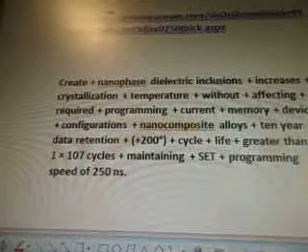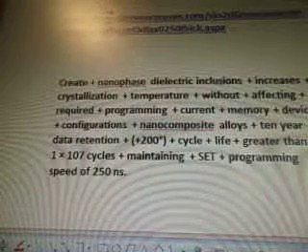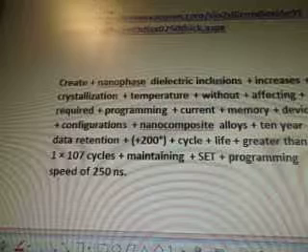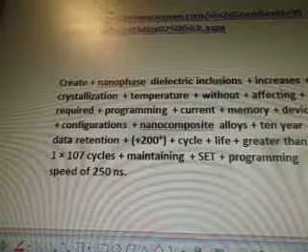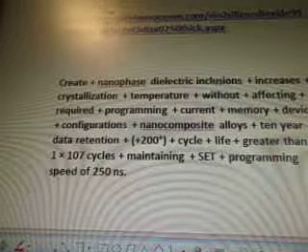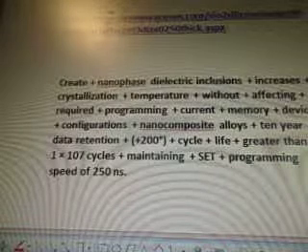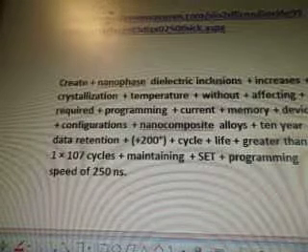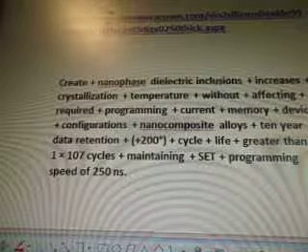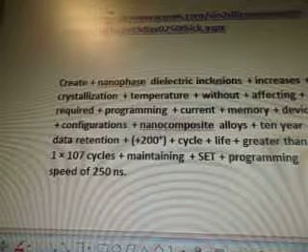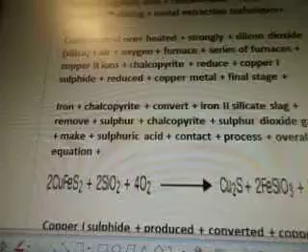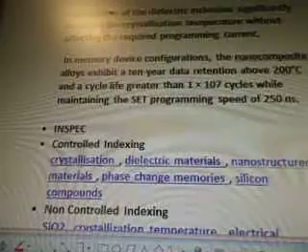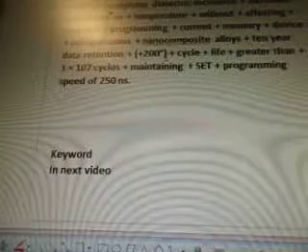And then the rest of the formula says create nanophase dielectric inclusions, increases crystallization temperature without affecting required programming current, memory device configurations, nanocomposite alloys, 10-year data retention, plus 200 degrees. I forgot to put a Celsius. I think it's Celsius. Cycle life greater than 1 times 10^7 cycles, maintaining SET programming speed of 250 ns. I think they said 200 degrees Celsius. Let's just double check here. Yeah, it is Celsius. Sorry. I better change that, right?